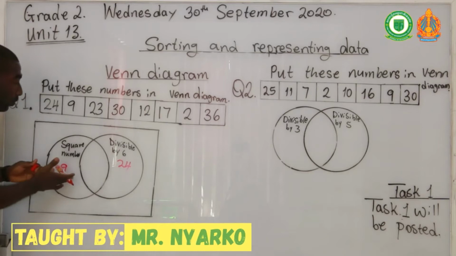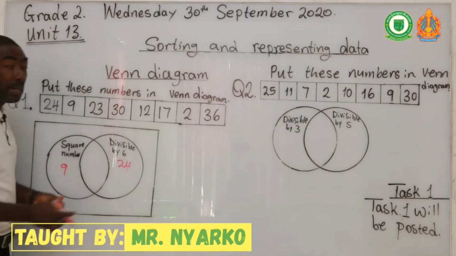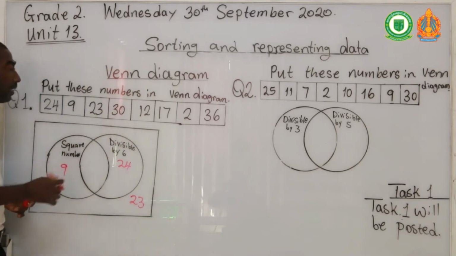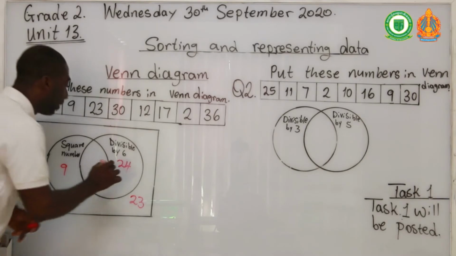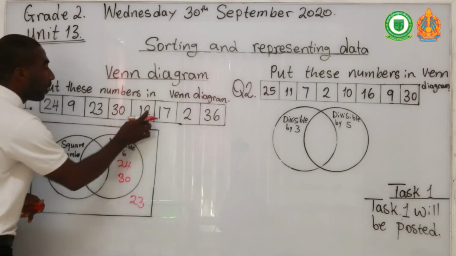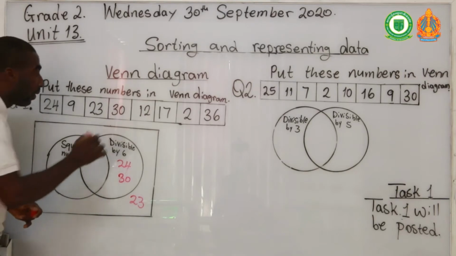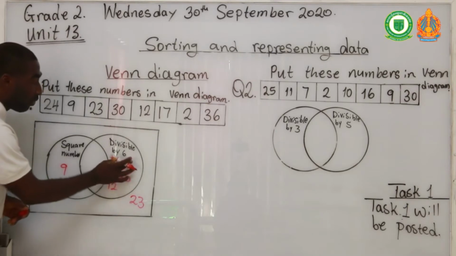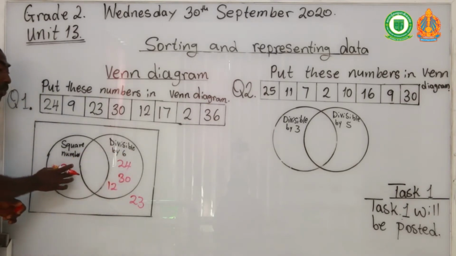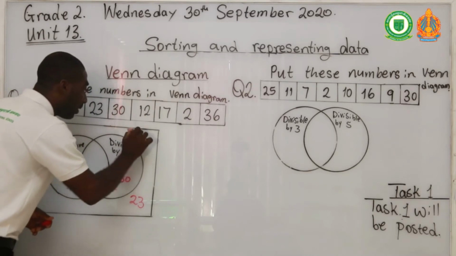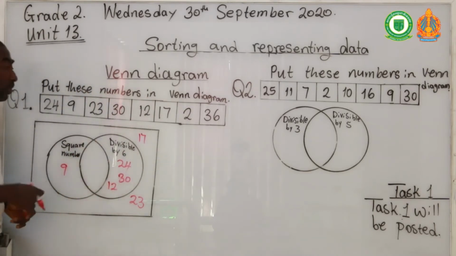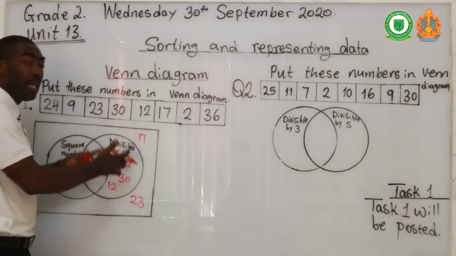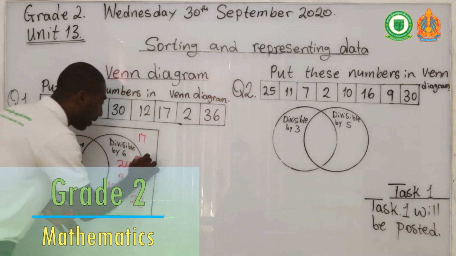23 is not a square, it is not a number divisible by 6, so we need to put our 23 here. 30 is divisible by 6, so we put 30 here. 12 is divisible by 6, so we put our 12 here. 17 is not divisible by 6, neither is it a square number, so we need to put 17 anywhere outside the two circles. Okay, 2 is not a square and is neither divisible by 6. So we can put our 2 here.